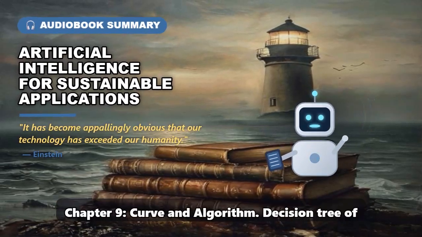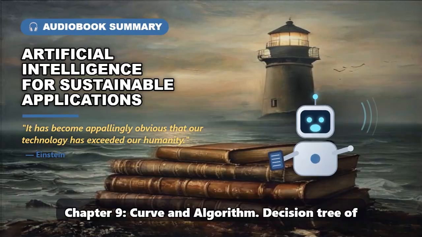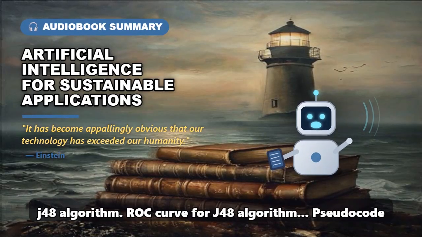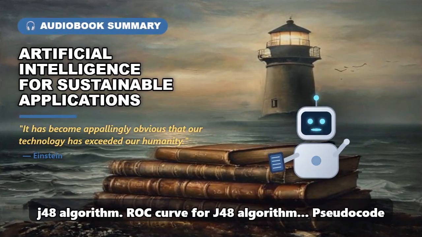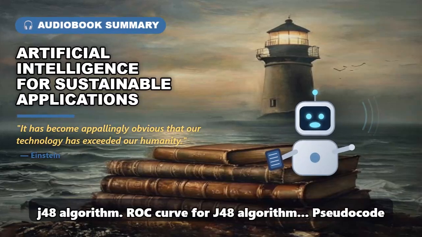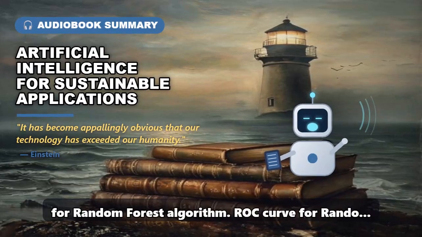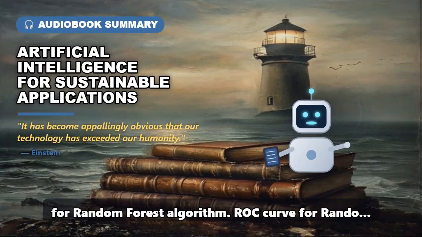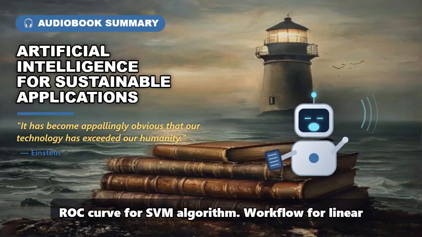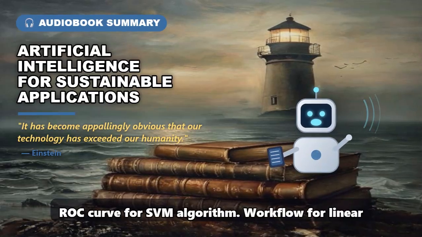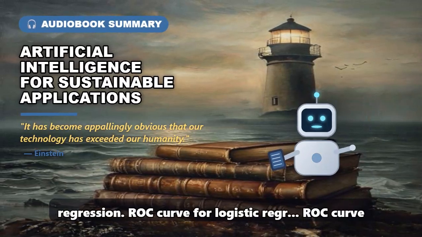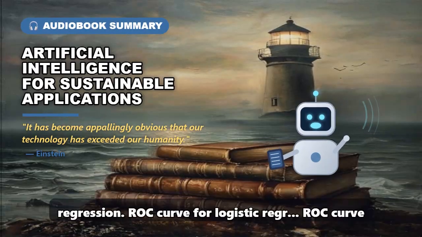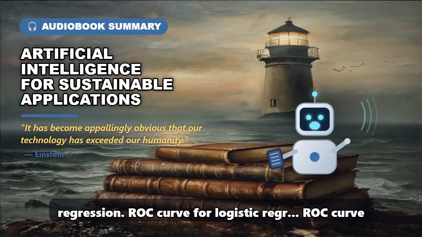Chapter 9: Curves and Algorithms. Decision tree of J48 algorithm. ROC curve for J48 algorithm. Pseudocode for random forest algorithm. ROC curve for random forest. ROC curve for SVM algorithm. Workflow for linear regression. ROC curve for logistic regression.